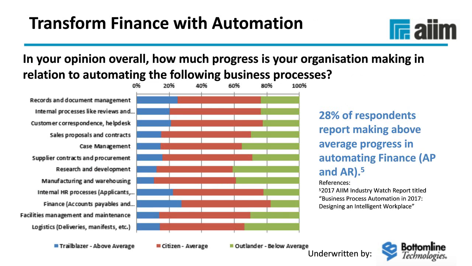So the goal would be to transform finance with automation and change. If we're anchored to paper processes, we want to move to digital. If we're anchored to digital, we want to move to something more automated and more value added and remove those manual tasks. And here it is again. It just seems that a marriage of finance and document automation is a perfect match. We have 28% of respondents report making above average progress in automating AP and AR, which happens to be the highest category of business processes we surveyed for.